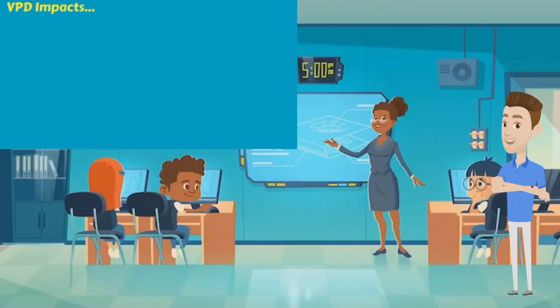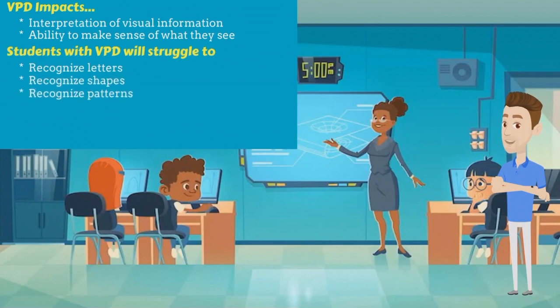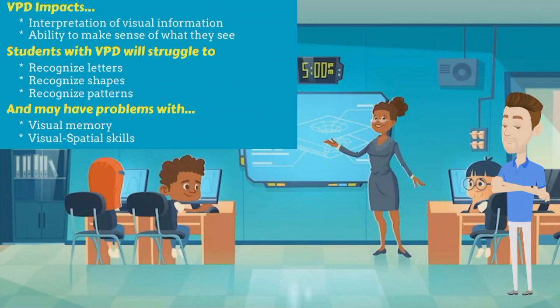Visual processing disorder is a learning disability that affects a student's ability to interpret and make sense of visual information. People with VPD may struggle with recognising letters, shapes and patterns and may have difficulty with visual memory and visual spatial skills.